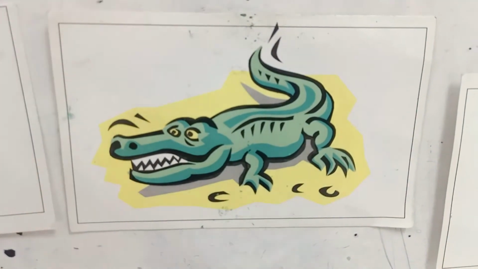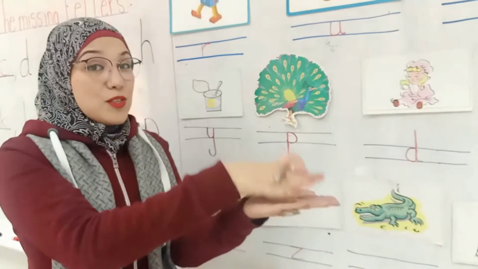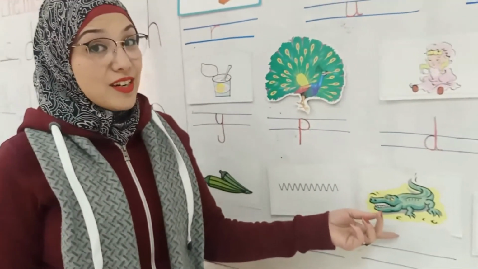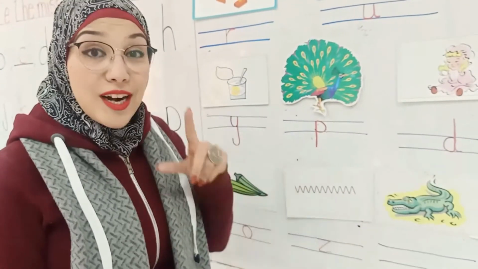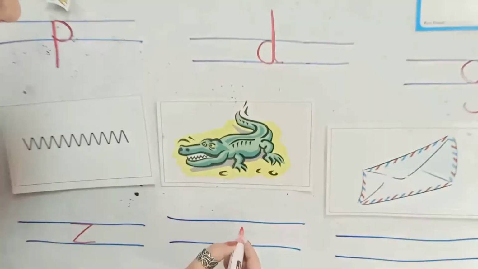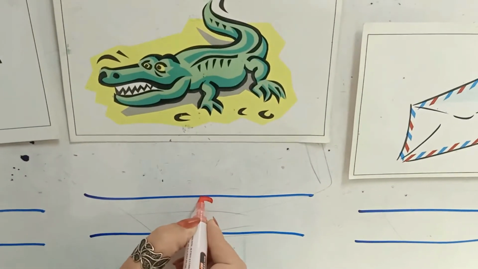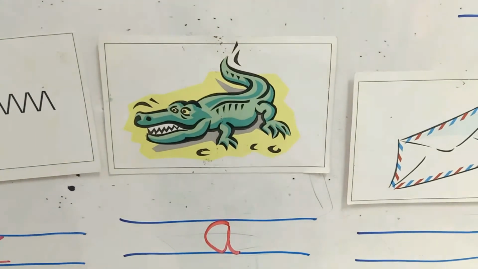And now, what is this? It's so easy. Super! Alligator. Alligator starts with letter A. A is for alligator. This is how to write letter A.